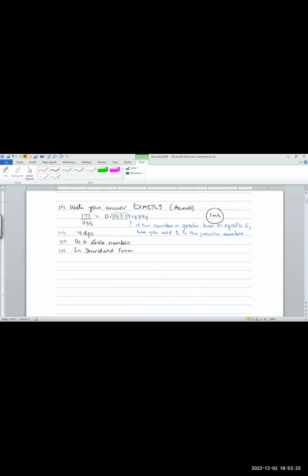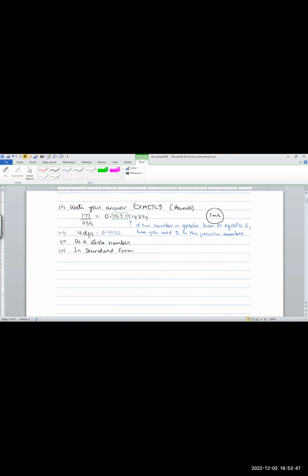So look at what is going to happen. This is going to be 0.7531. So to 4 decimal places, your answer is going to be 0.7532. Very good. Because you're adding 1 more to the 1, right, to get 2. So you're rounding up. All right.